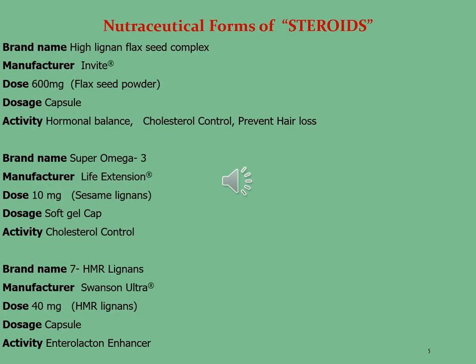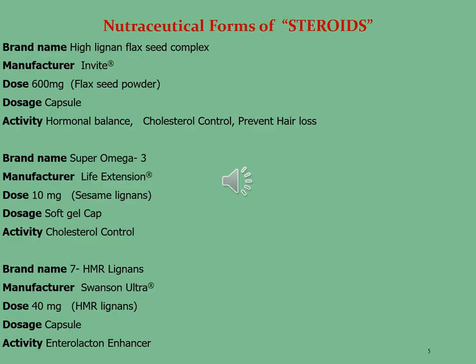Dear students, these are some important pharmaceutical brands of steroid molecules which you missed in our previous lectures. So we discuss some important nutraceutical brands. The first brand is High Lignin Flaxseed Complex. It is manufactured by Invite Nutraceuticals. The dose is 600 mg per day, and it is formulated in capsule dosage form. The activity of this brand is hormonal balance, cholesterol control, and preventing hair loss.